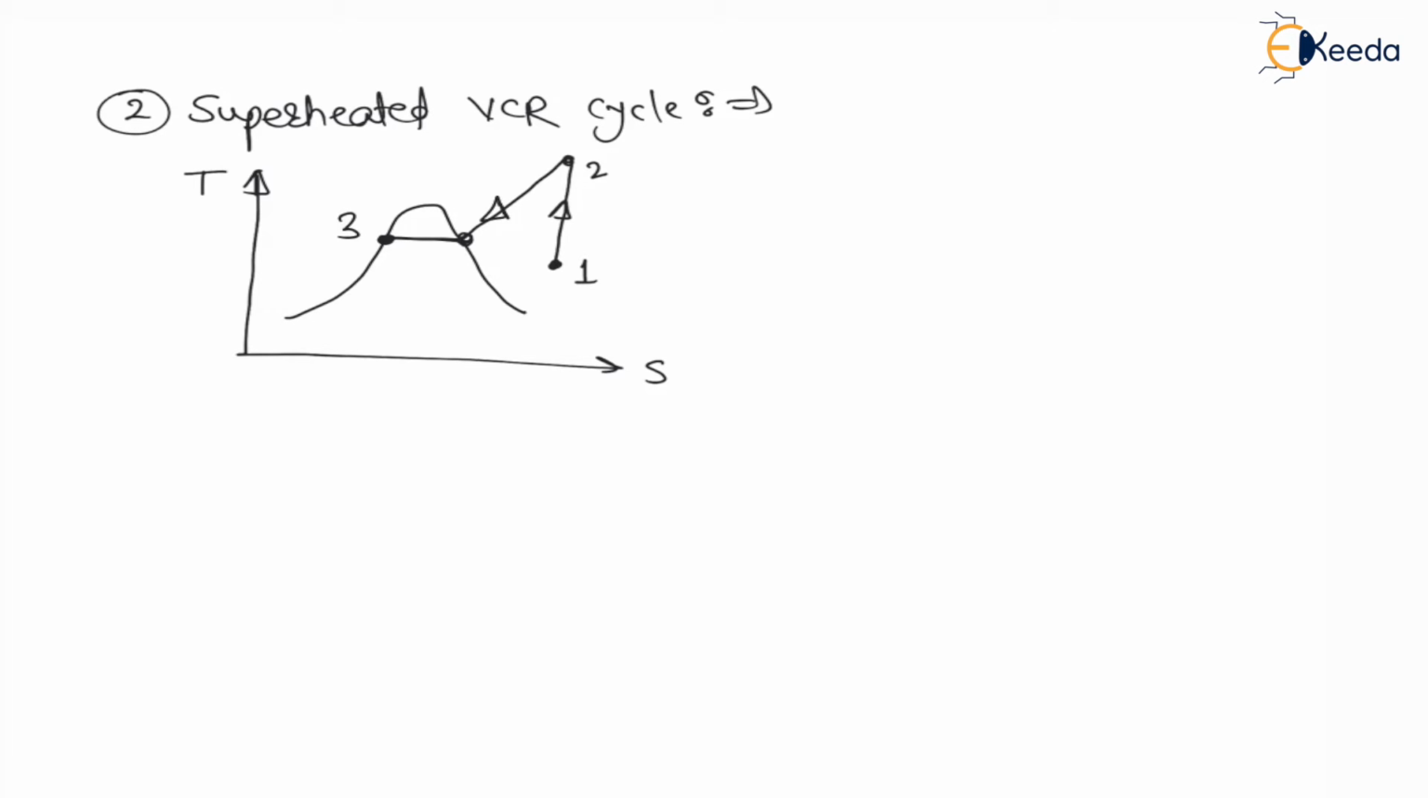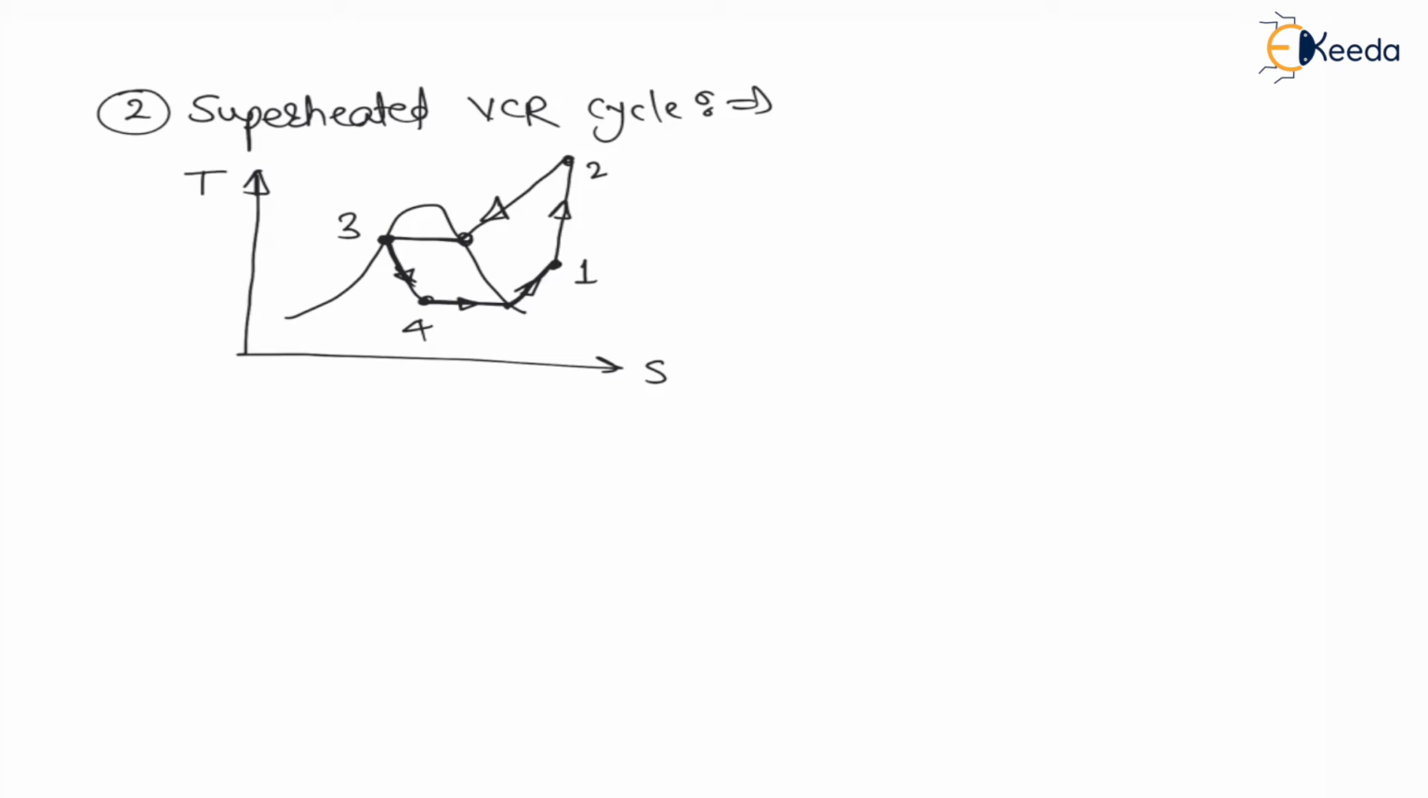Now 3 to 4 it is throttling, that is an isenthalpic process. 4 to 1 is again constant pressure heat absorption in evaporator. Therefore in liquid plus vapor dome during constant pressure temperature is also constant, and in vapor state the constant pressure lines are like this, right? Therefore here 1 to 2 to 3 to 4, this is superheated VCR cycle.